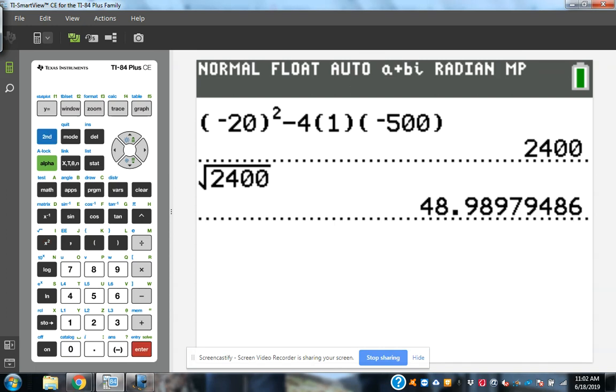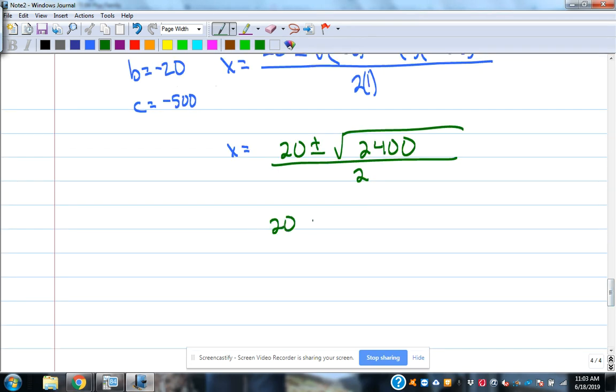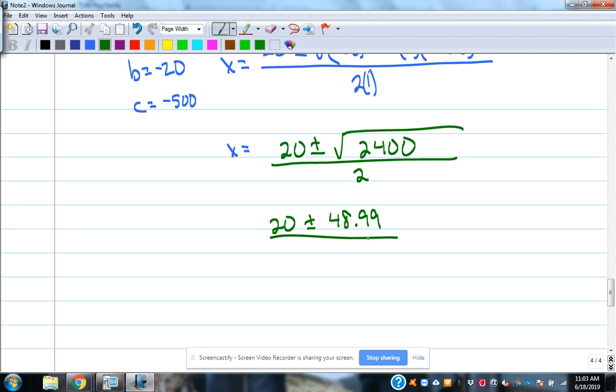It's not real nice, but I can use the decimal here because we're dealing with a real world problem. So I'm going to round that to 2 decimal places. So it'd be 48.99, because this third 9 makes the 8 go up to a 9. So that's 20 plus or minus 48.99. Okay. And then that all is divided by 2.